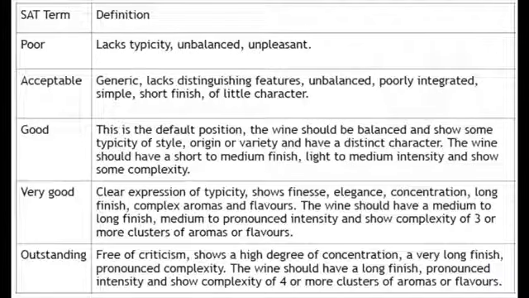However, it was fairly short. Okay, the flavour disappeared quite quickly. It wasn't particularly complex, and it didn't have much intensity. Okay, so it's missing quite a lot of what we would describe as a very good or an outstanding wine. Okay, so therefore we would describe this wine as acceptable. And the definition of an acceptable wine is on the screen now. Okay, and I think that fits perfectly the definition of an acceptable wine.